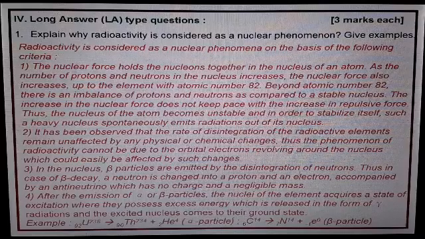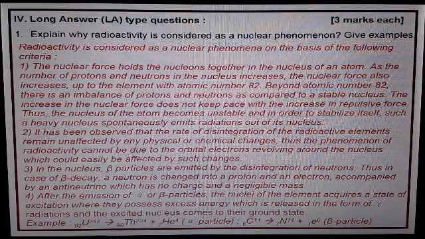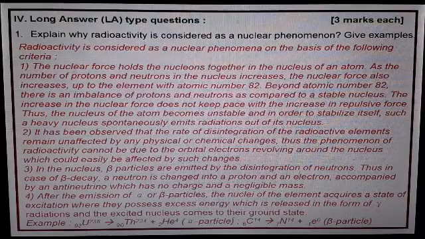Thus, in case of beta decay, a neutron is changed into a proton and an electron accompanied by an antineutrino which has no charge and negligible mass. And after the emission of alpha and beta particles, the nuclei of the element acquire a state of excitation where they possess excess energy which is released in the form of gamma radiations, and the excited nucleus comes to its ground state. And they have asked for an example also. So I have given 2 examples where I have shown the emission of alpha particle and beta particle.